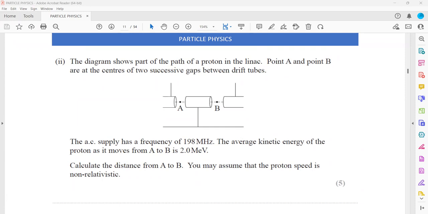You may assume that the proton speed is non-relativistic. What does it mean, non-relativistic? It means it is not moving with the speed of light or close to the speed of light.